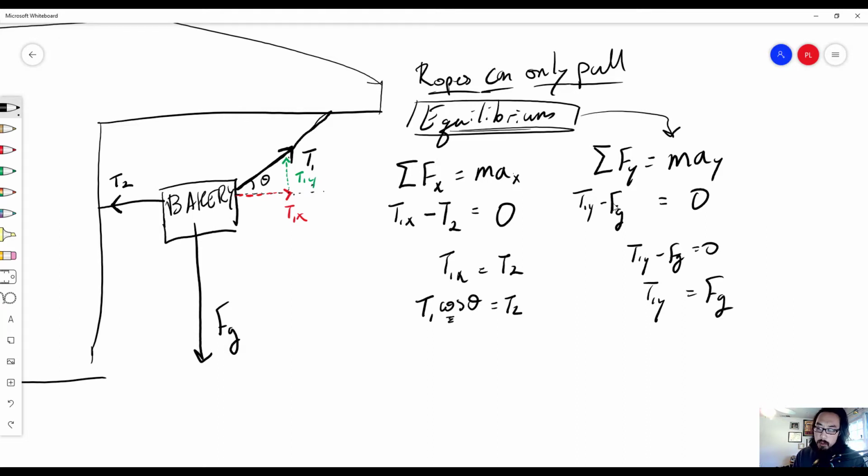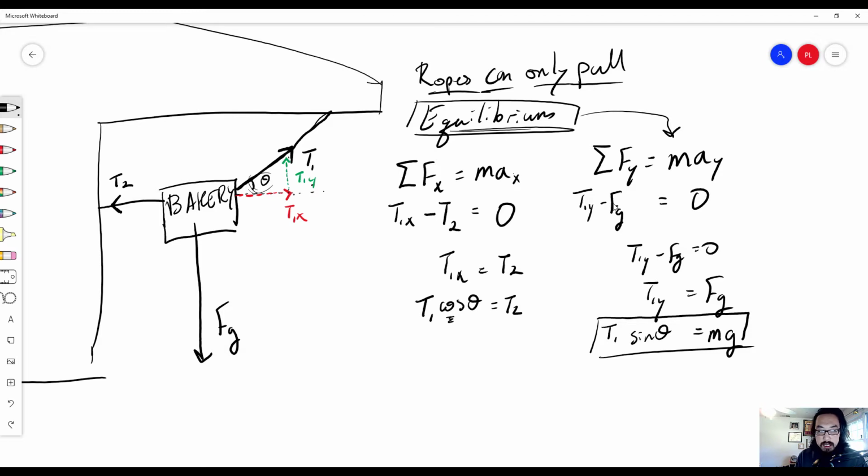At this point we can break this down even more, because we know that the force of gravity is just the mass times the acceleration due to gravity. And T1y, if we take a look at the angle here, is opposite of the angle, and whenever it's opposite of the angle, we always use sine. It's the hypotenuse times the trig function. Now this is cool. This is where the physics comes in.